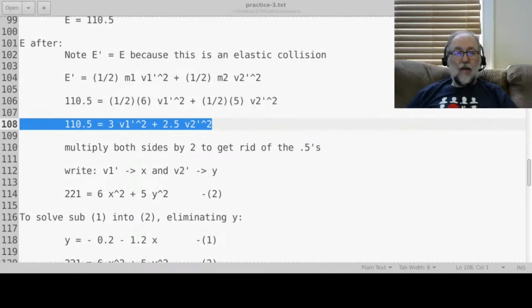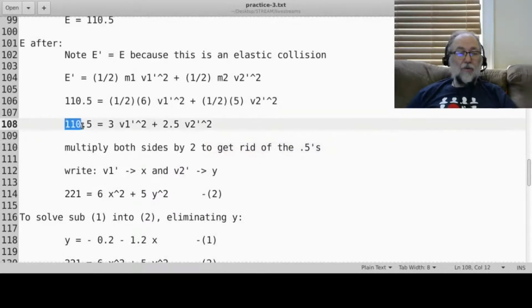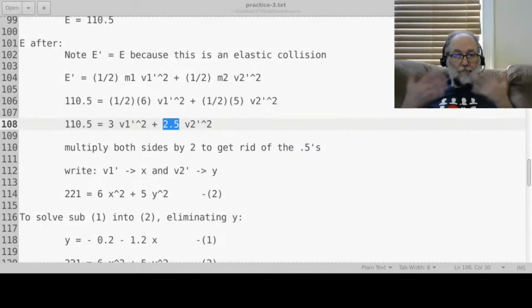Now the next thing I did was I multiplied through by 2. You don't have to do this. I just did that because I don't like 110.5 and I don't like the 2.5 there. Just purely aesthetics. It makes it easier for me to manipulate the numbers later, but it works just fine.